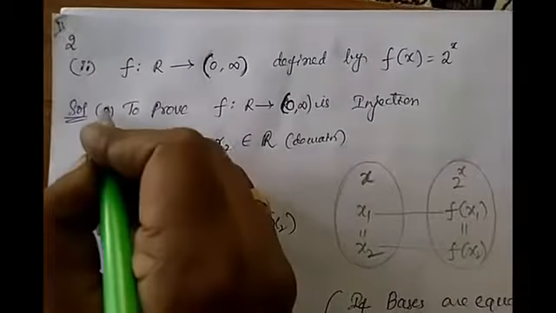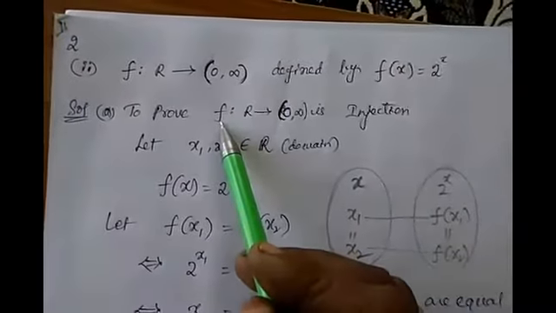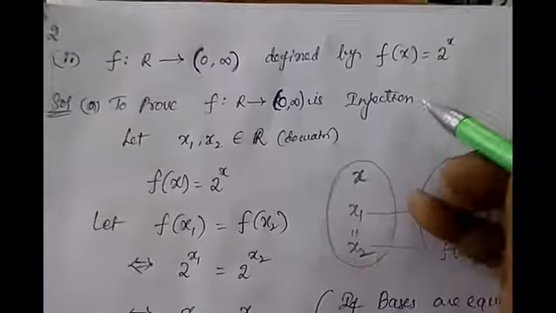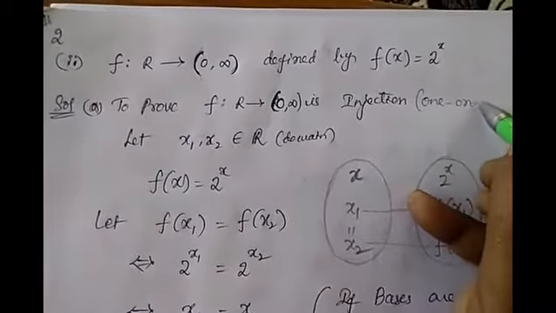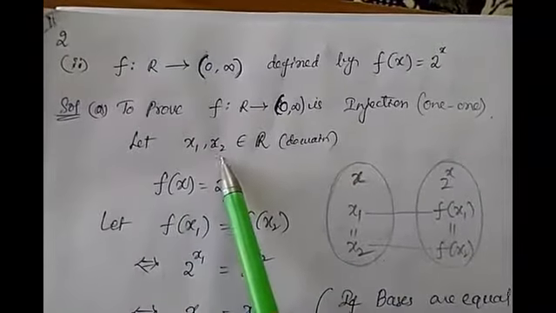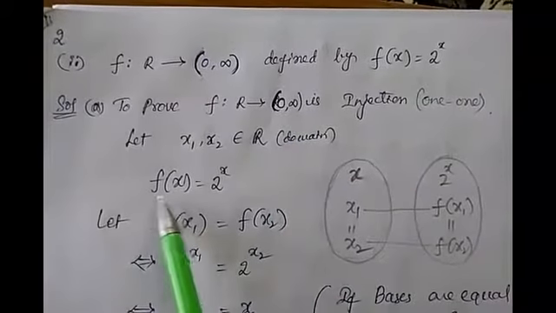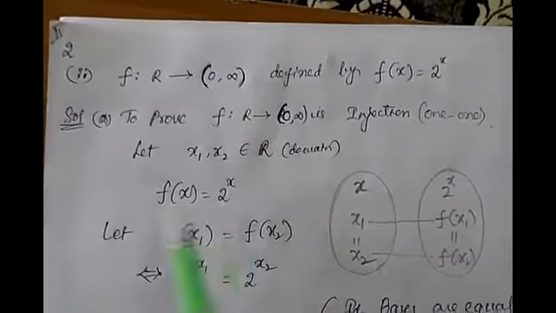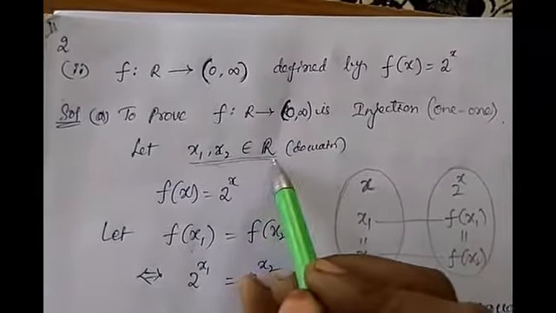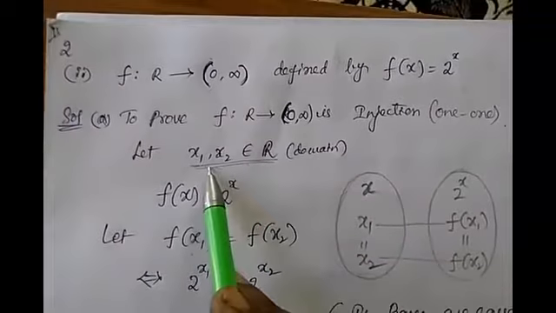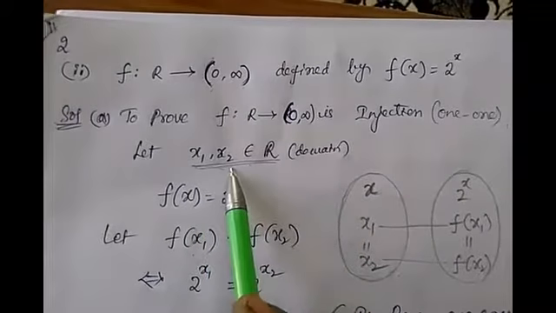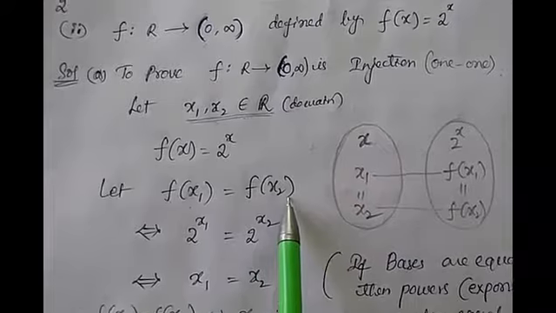Now, first we have to show that the given function f from R to the open interval 0 comma infinity is an injection. Injection means what? One-one function. We have to show the given function is one-one. For this, take two elements from the domain. The given function is f of x is equal to 2 power x. Take any two elements from the domain, and if images of these two elements are equal, then we have to show these two elements are also equal. For that, assume that f of x1 is equal to f of x2.